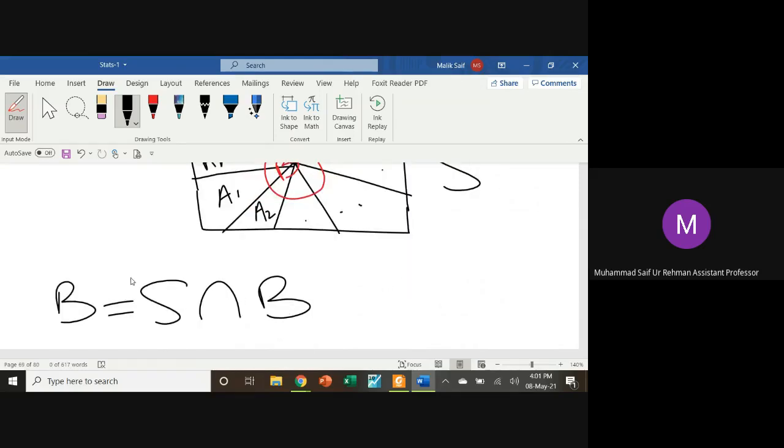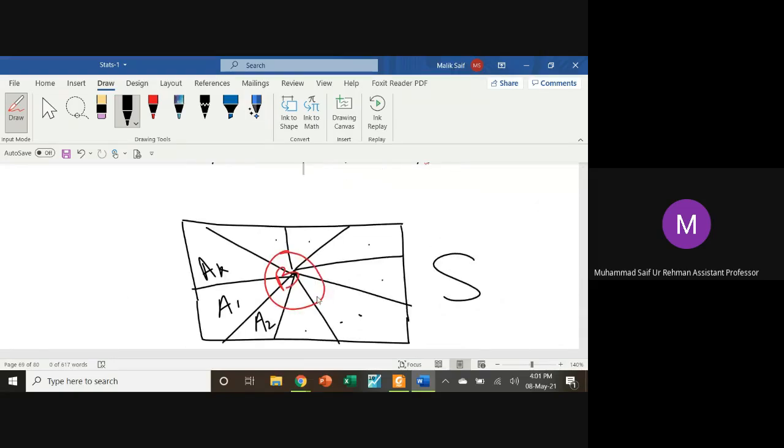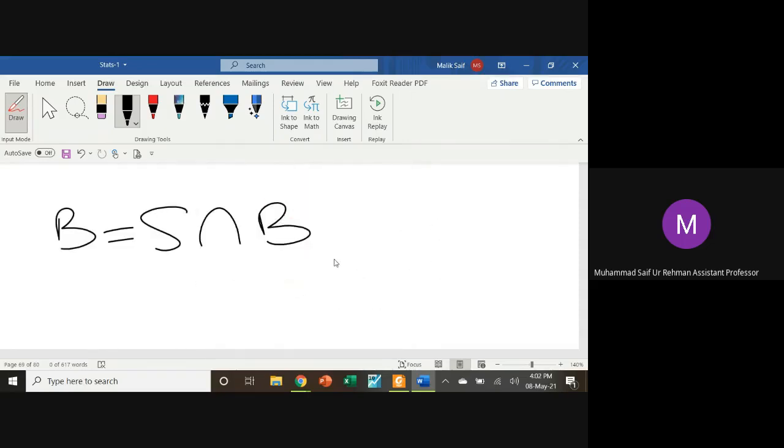Whatever is common between these two, that is B. The common between S, the sample space, and the event B is event B, because event B is part of this S. Let's say, what is the common between one student of your class and the classroom? The student is common. Right? So as B is part of this, whatever part is being covered by B, that is the common part between S and B. Okay, so B is equal to S intersection B. Is it clear?